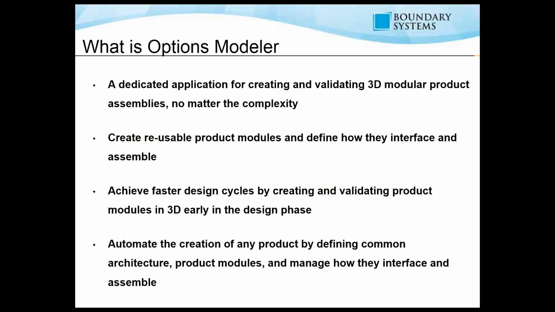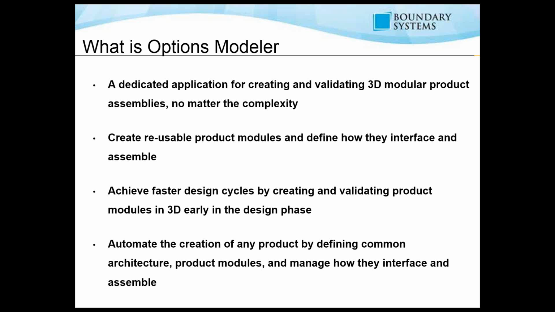So where does Option Modeler fall into that? Well, Option Modeler is a detailed application for creating and validating 3D modular product assemblies, no matter the complexity. It can be a simple file that has two or three parts that you swap out, something like a drill, where you have a drill head and you can swap out the different types of drill heads. Or something as complex as the space shuttle, where maybe you can swap out the landing gear or the nose or the seats inside of it, things like that.